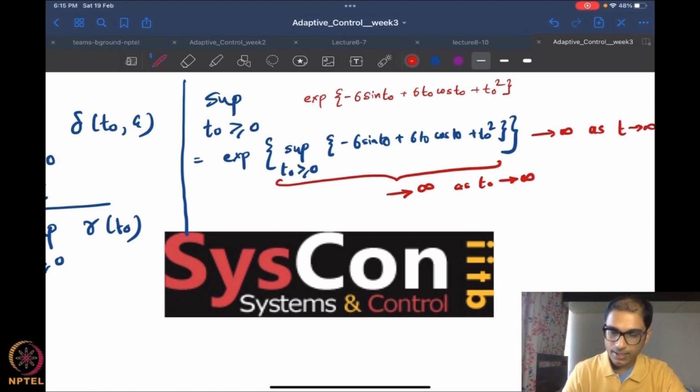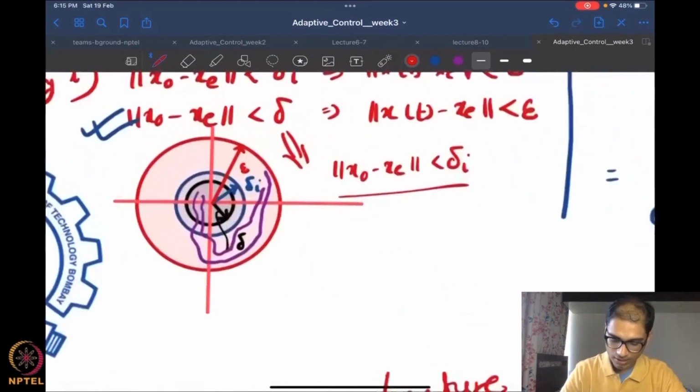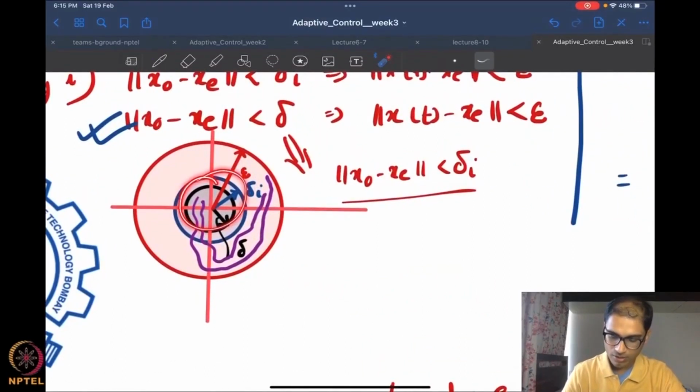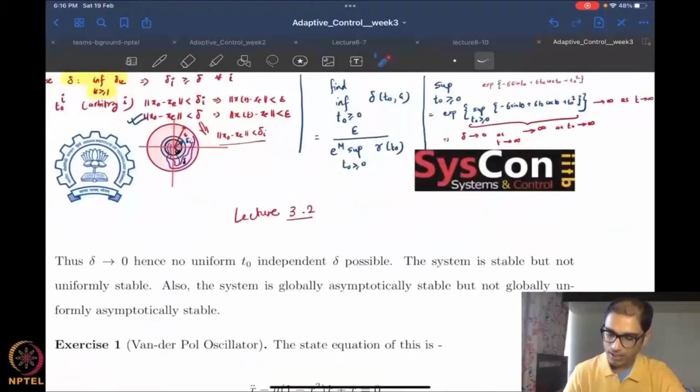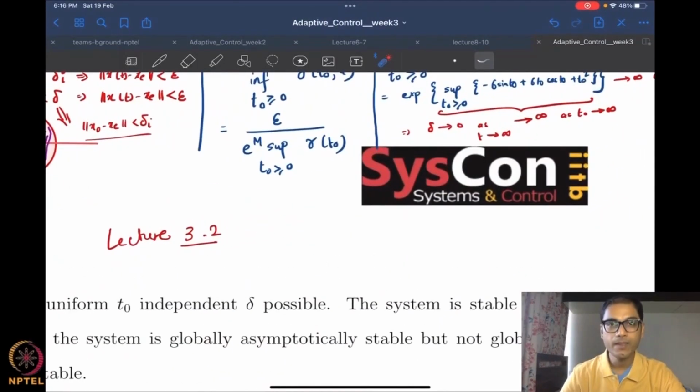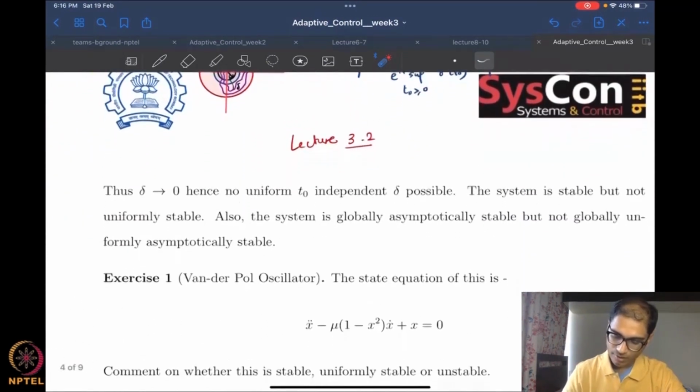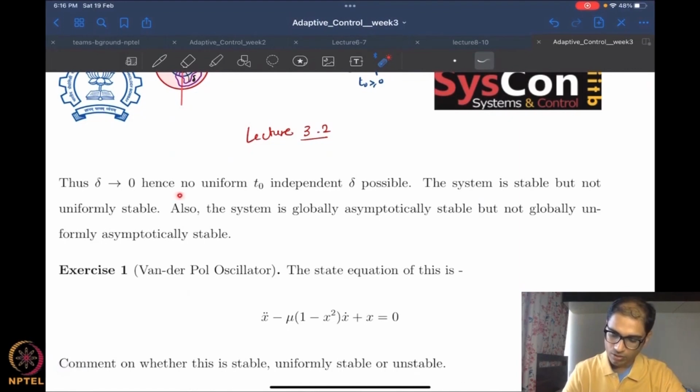Okay, so what happens to the delta? It implies delta, which is inversely proportional, goes to 0 as t goes to infinity. And this is not allowed. We need the ball to have a non-zero size, right? This ball has to have a non-zero size. But here, what are we getting? We are getting that our delta actually goes to 0 as t goes to infinity, and this is certainly not allowed. Therefore, it is not possible to choose a delta independent of t0 in this case.